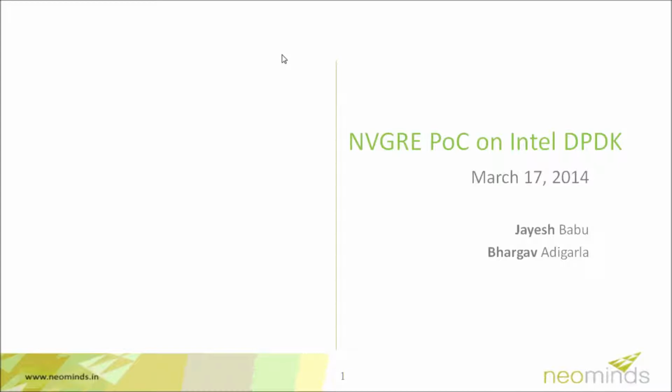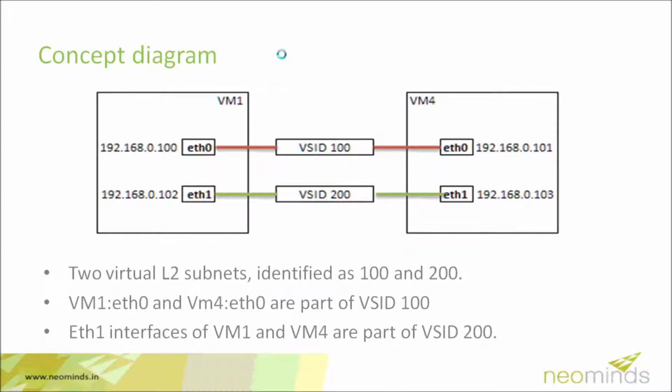So let me start by introducing the development environment we have used for this proof of concept project. Our objective is to create two virtual subnetworks identified as VSID 100 and VSID 200, as you can see in the red line and green line in the diagram. VSID 100 includes ETH0 port of VM1 and ETH0 of VM4. VSID 200 includes ETH1 of VM1 and ETH1 of VM4.